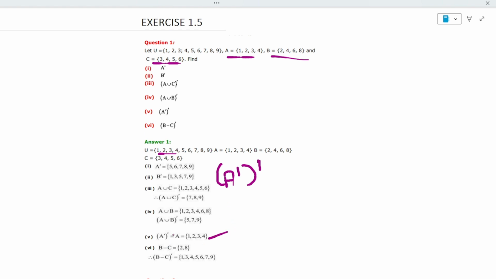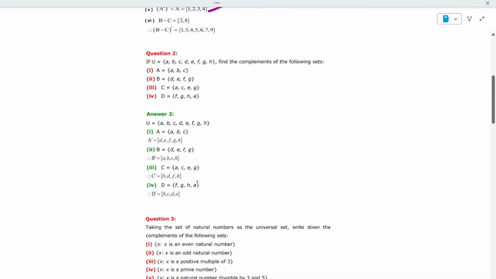Now we have to find B minus C whole complement. First you find B minus C. What are the elements in C? 4 and 6, right? You consider set B and remove the elements that are in C. That is my B minus C. That means you will get only 2 and 8. So if you remove 2 and 8 here, you will get the answer as 1, 3, 4, 5, 6, 7 and 9. Now let's see the second question.